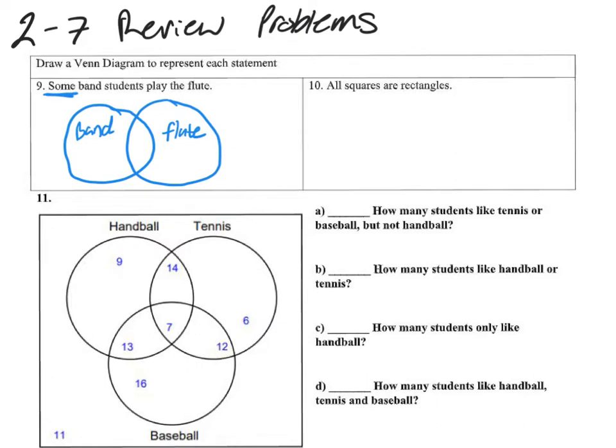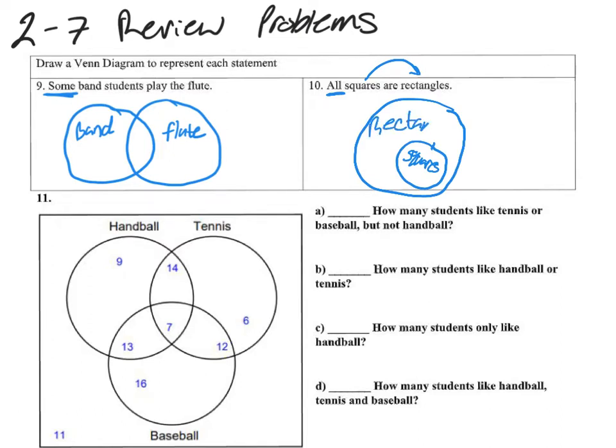All right, all squares are rectangles. So here we go. We have a big circle and we're looking at all of them. So all of them are contained in that big circle. Okay, so all squares are rectangles. So if you're a square, then you belong in the category of rectangles. So squares here are the smaller circle, and rectangles are our larger circle.